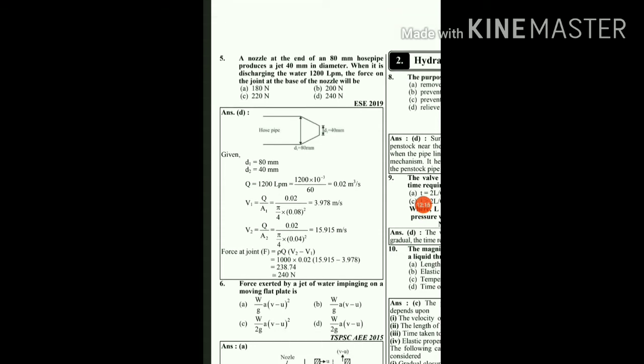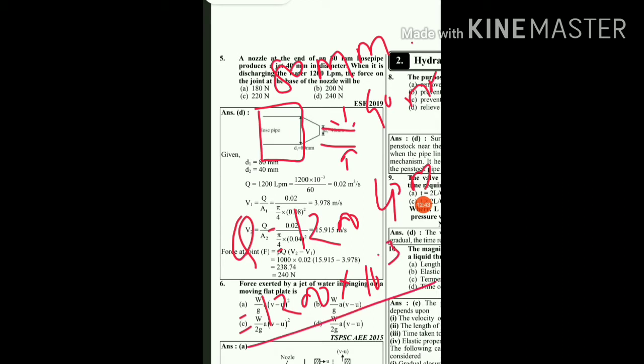So here we can draw a diagram: there is a hose pipe, whose diameter is 80 mm, and it produces a jet with a 40 mm diameter, meaning the jet produced has a diameter of 40 mm. The discharge is 1200 liter per minute, so you have to convert it into meter cube per second. To convert liter into meter cube, multiply with 10 raised to minus 3, and to convert minute into second, divide by 60. So you will get the discharge equal to 0.02 meter cube per second.